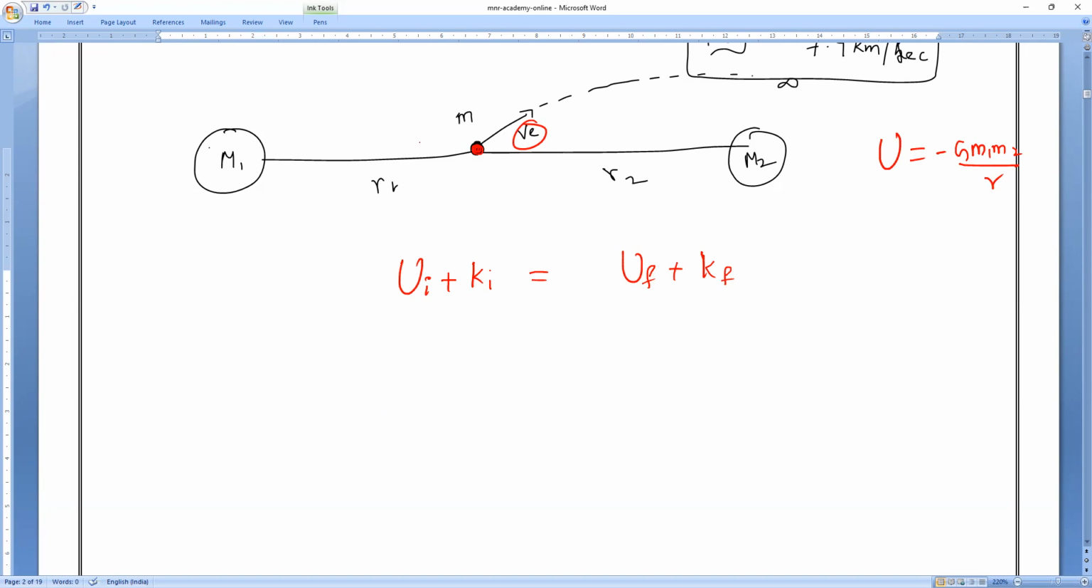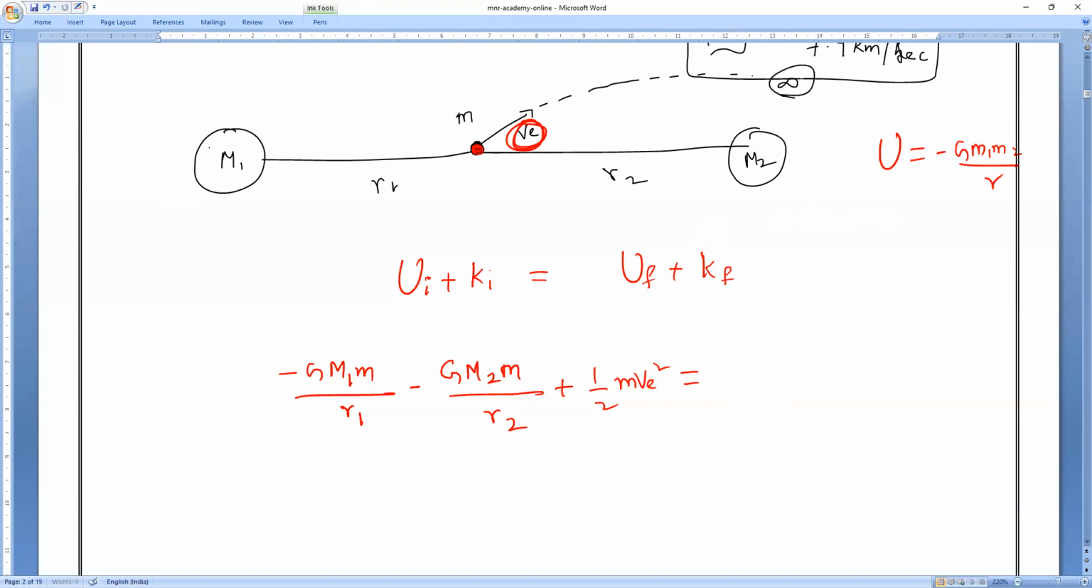So first, these two bodies I will consider. The potential energy is minus G M1 m divided by R1. Next, this is also minus G M2 m divided by R2, plus the initial kinetic energy. It has been projected with the escape velocity Ve, so plus half m Ve square, which is equal to the final potential energy.